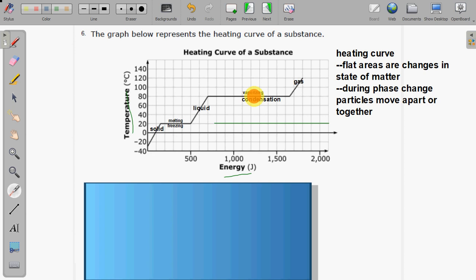So if we have a liquid, and whatever this liquid is, I have no idea what it is, but we heat this liquid up to 80 degrees Celsius, it's going to start to boil, and it's going to keep boiling until all of it has been converted to gas. And then the temperature starts going up again. Or if we have a gas and we're decreasing the temperature, temperature goes down, energy goes down.